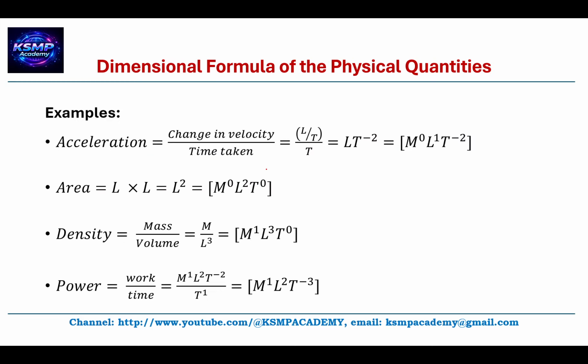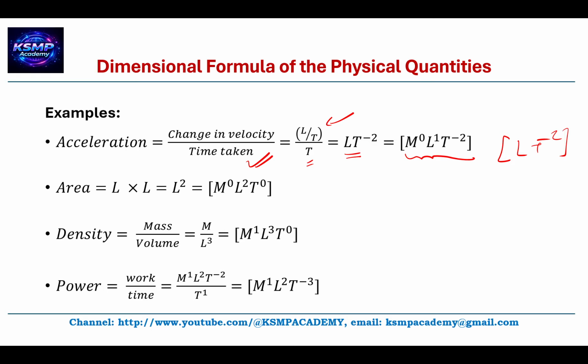Let's have a look at examples. For example, acceleration, which we have discussed earlier, is change in velocity per unit time. For velocity we have L upon T, and for time it is T. So overall this is L T to the power minus 2. We represent the formula as M L T to the power minus 2, or simply sometimes we can write L T to the power minus 2. It is understood that M has 0 power, so this is also a way to represent it.